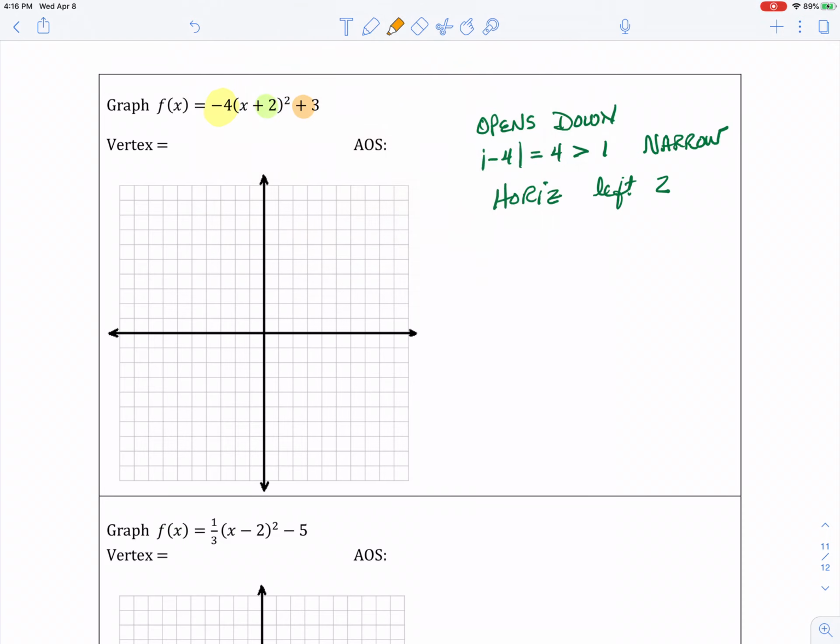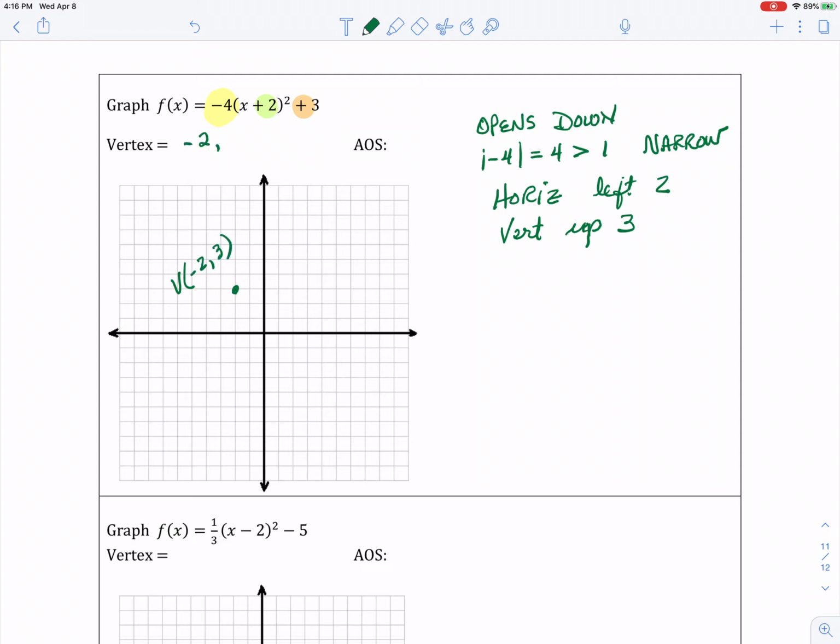And then this plus 3 out here is going to give me a vertical shift that is going to be up 3. On the outside, it's always in the corresponding same direction. So you want to begin by plotting the vertex. So I'm going to go left 2, up 3. That's going to be the vertex.